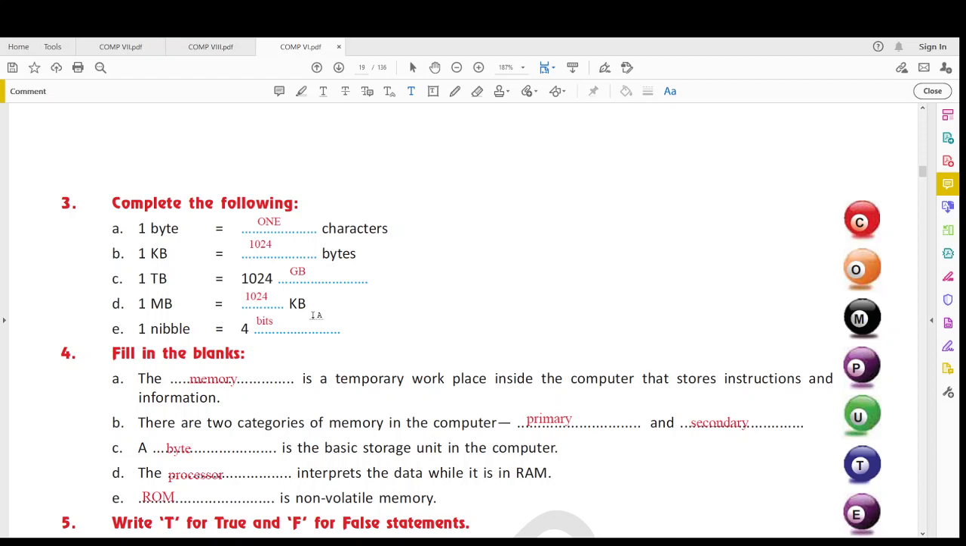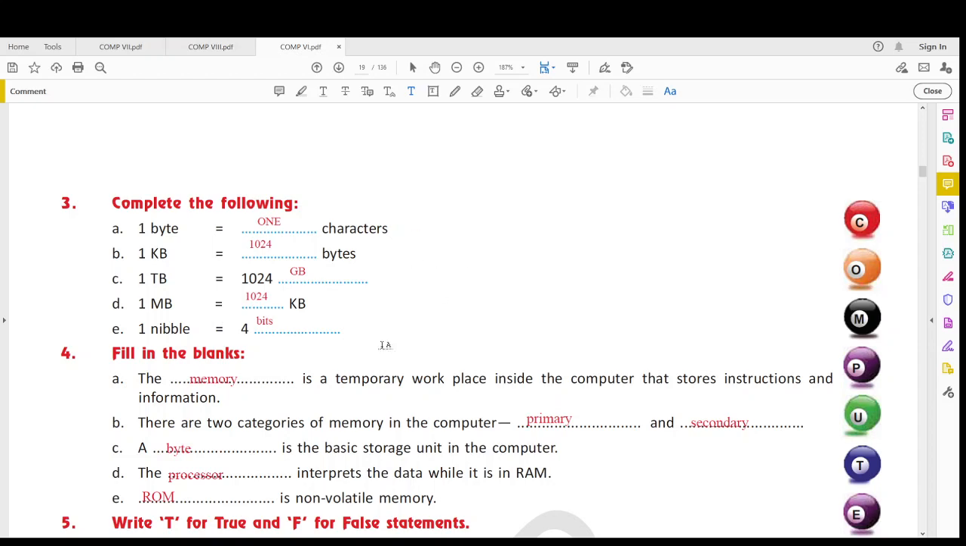Next, complete the following. 1 byte is equal to dash characters. How many characters? 1 character. 1 byte can keep 1 character. 1 KB, 1024 bytes. 1 TB, 1024 GB. 1 MB, 1024 KB. 1 nibble, 4 bytes.